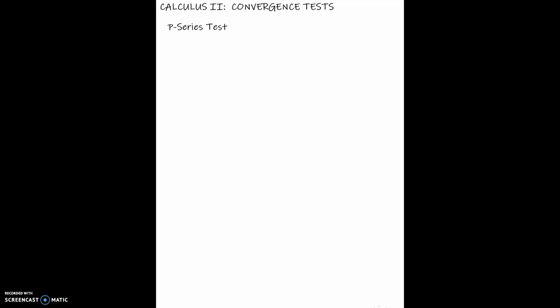I want to talk about a convergence test. Want to look at the p-series test. Now, I'm a big fan of the p-series test. It's one of the easier ones to recognize. The p-series always looks like the sum as k goes from 1 to infinity of 1 over k to the p.